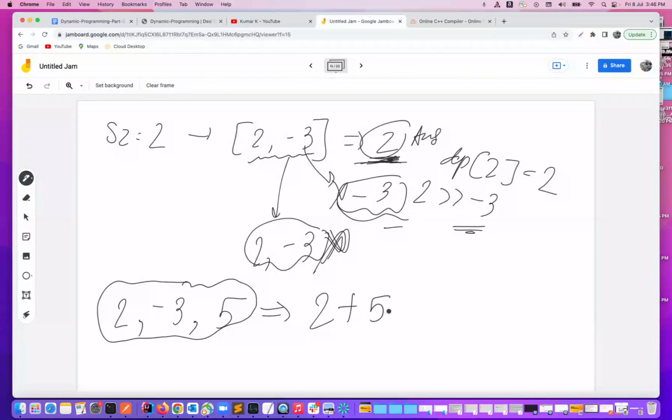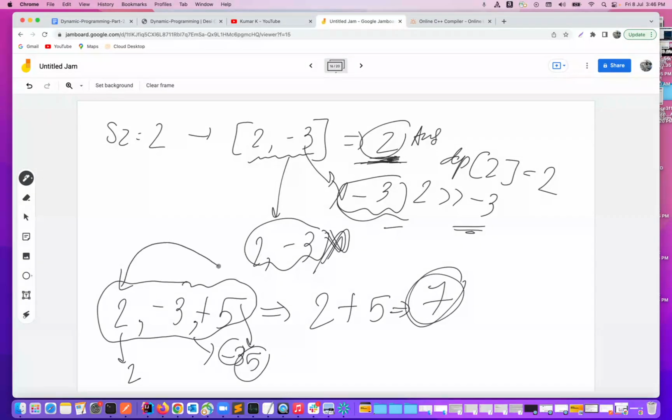Obviously, I will choose 2 plus 5. This is common sense because this will give me 7. No other choice will give me 7. If I choose minus 3, it's not good because it's not as large as 7. If I choose just 5, that is also not as good as 7. If I just choose 2, that is also not good. I can choose these both, guys, and these both are not adjacent as well.